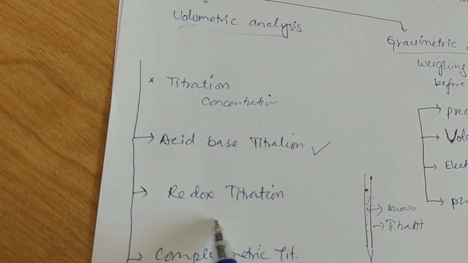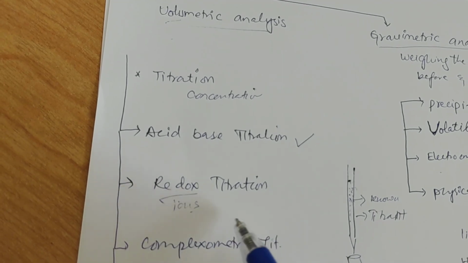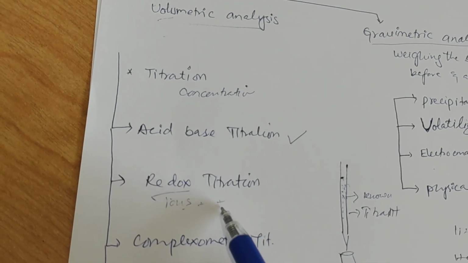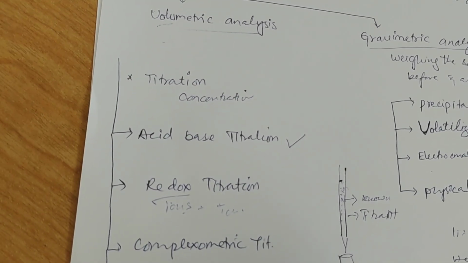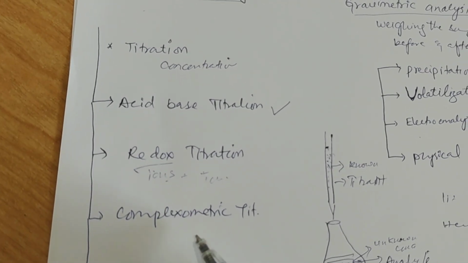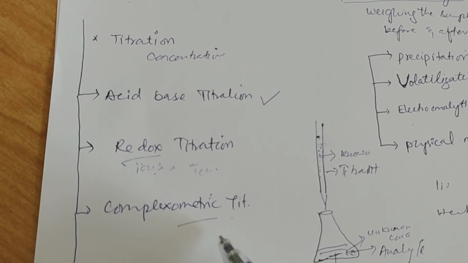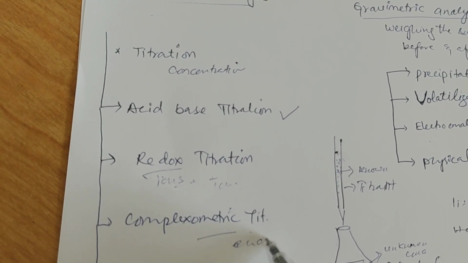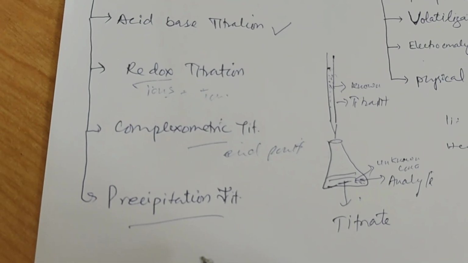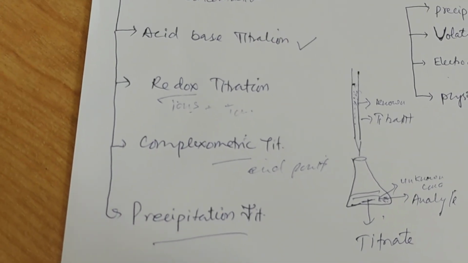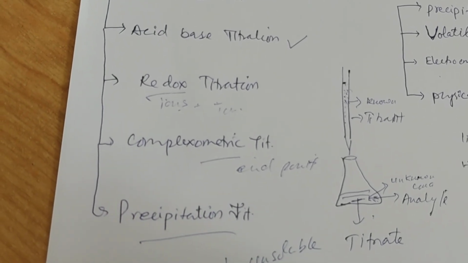The second type is the redox reaction, as the name indicates, in which ions are involved. Positive ions and negative ions react and form an ionic precipitate. The third one is complexometric titration, in which a colorful complex is formed, and it gives the end point. And the fourth one is the precipitation reaction, in which a precipitate is formed. A precipitate is the insoluble component.